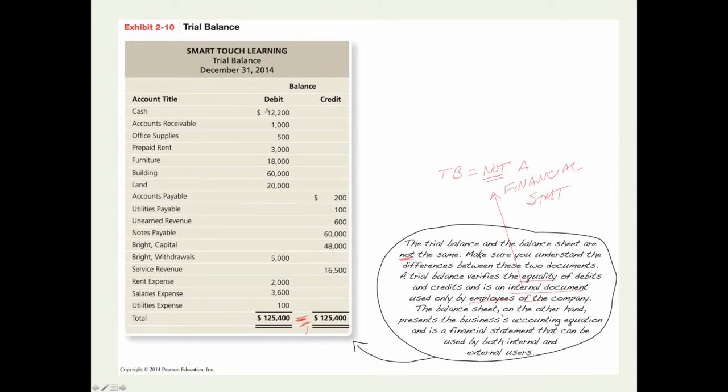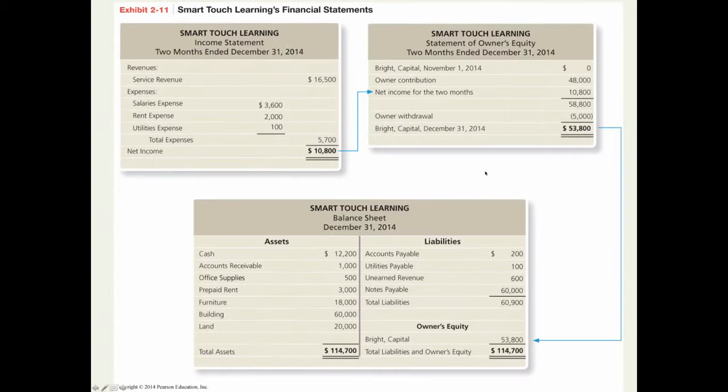Again, as we said, you may forget to post an item, make an error on both sides that are equal, etc. The balance sheet, on the other hand, is a formal financial statement that's issued to both internal, but for us, we're worried about external users. So a balance sheet is a financial statement. And clearly, balance sheet is not the same, not equal to a trial balance.